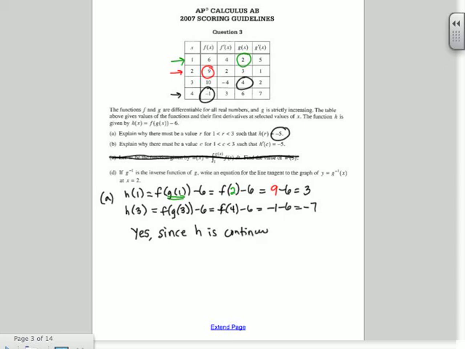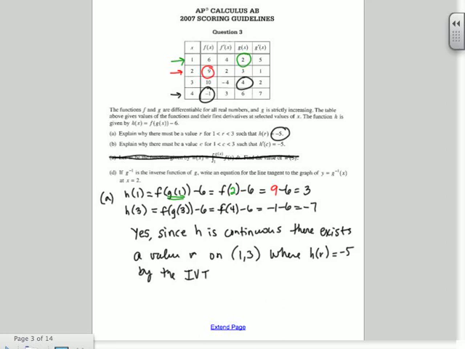So we say yes, since h is continuous. It's continuous because it's a composition of continuous functions, because they're differentiable. So since h is continuous, there exists a value r on 1 to 3, so on that interval, where h of r is equal to -5 by the IVT. This could have been any number between 3 and -7. Intermediate value theorem. Part B, explain why there must be a value c such that h prime of c is equal to -5.